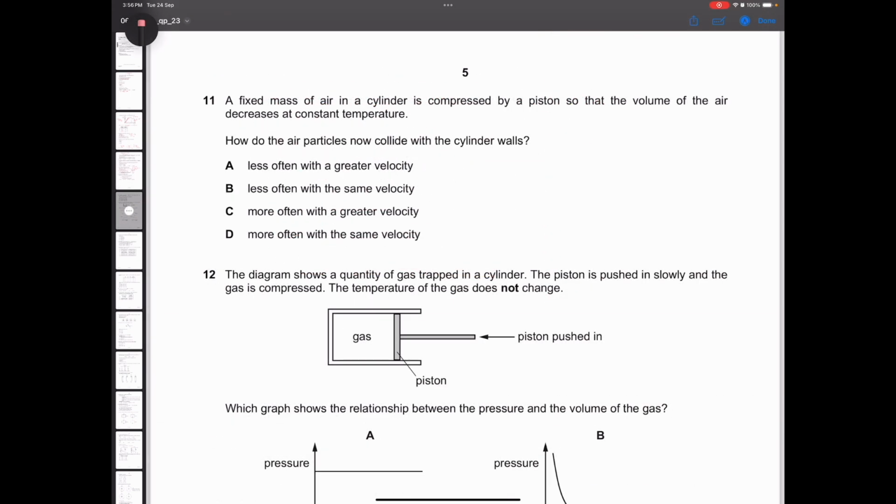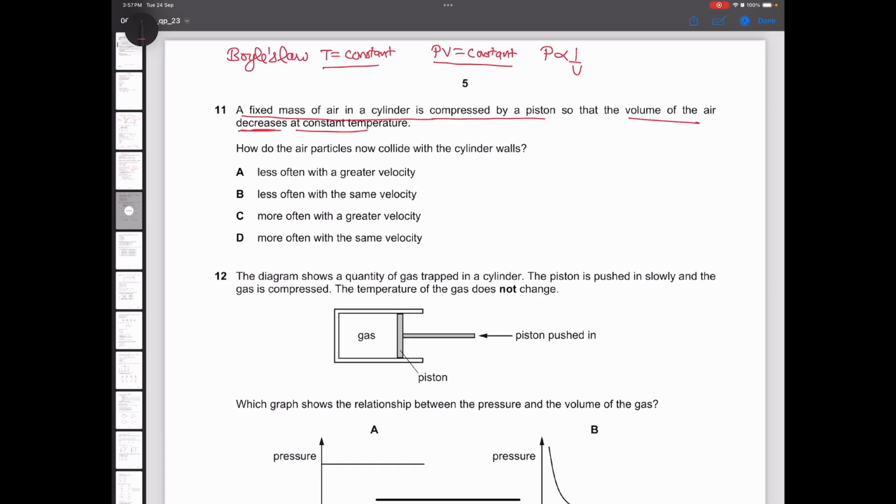Now, question number 11. There is a fixed mass of gas, all right, and the volume decreases at a constant temperature. So this is a case of Boyle's law, which says that if temperature is kept constant, then PV will be constant, meaning pressure will be inversely proportional to volume. Now in this case, the volume is decreasing, so the pressure will increase.